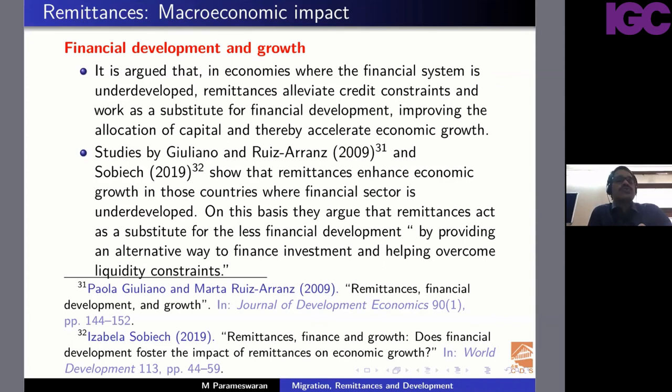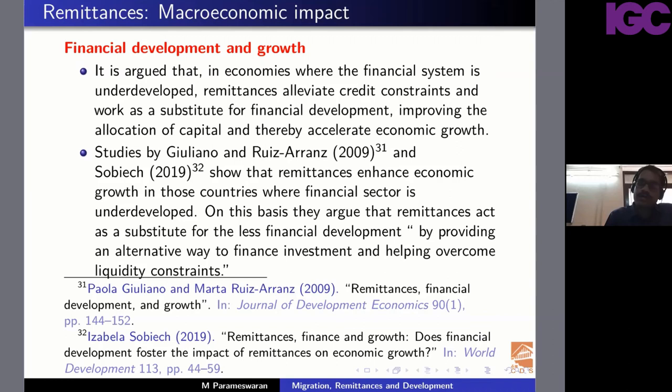A large number of studies examine this issue, and their argument is that remittances can act as a substitute for less financial development. Here, some studies go further, particularly the second one, Isabella, they argue that remittances' impact on growth is mediated through the financial channel.